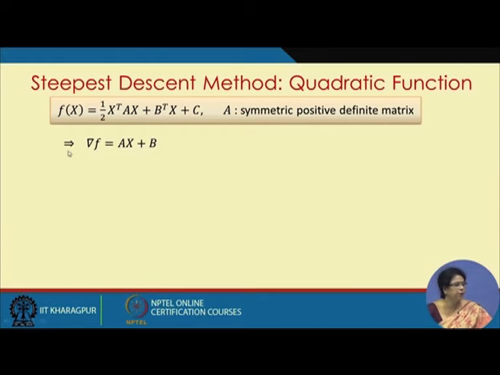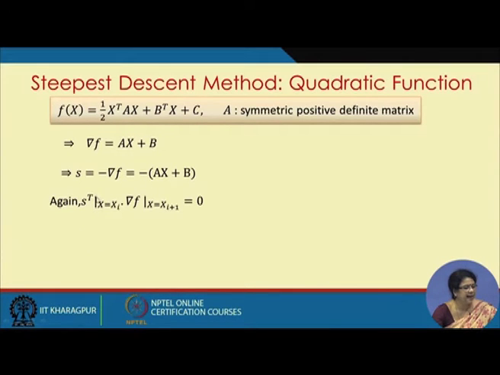Just to see, if we consider the function f(x) as a quadratic function, grad of f would be equal to Ax plus b. There is no doubt about it. Therefore, the direction for the minimization problem, minus grad f, that is the reverse direction, is equal to minus (Ax plus b). From here we can say that at x equal to xi, this is equal to 0. Will you object to it?